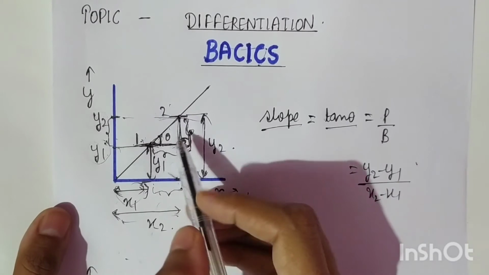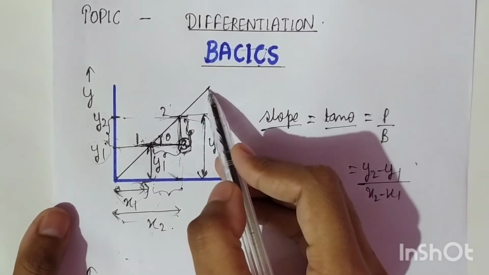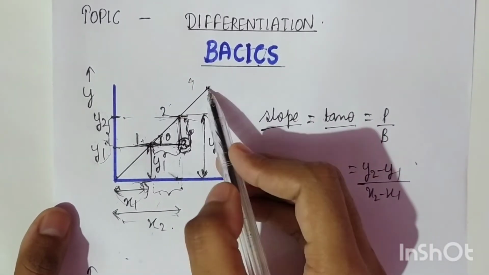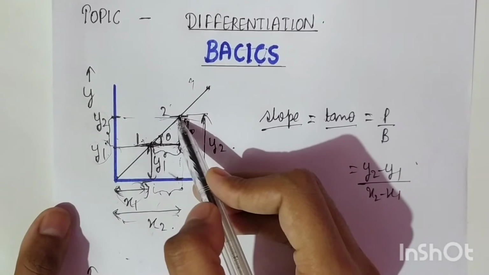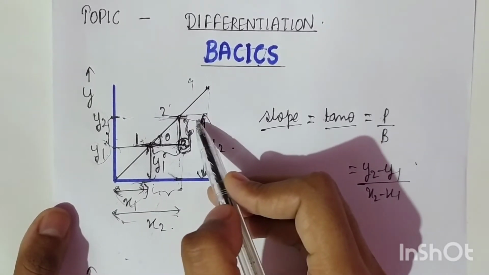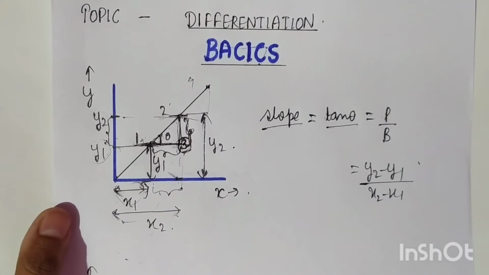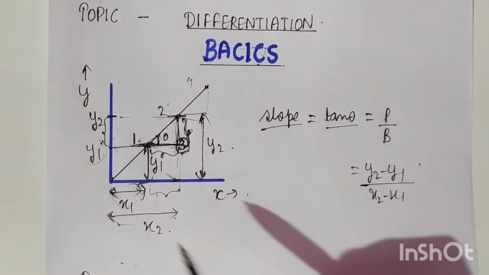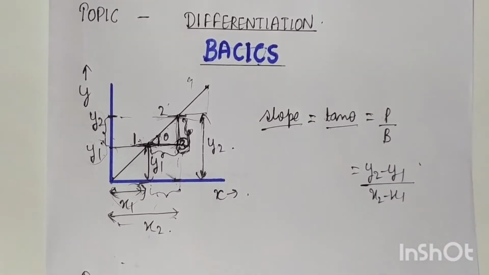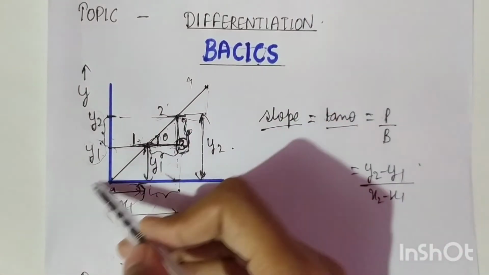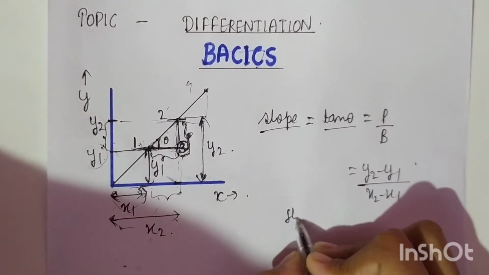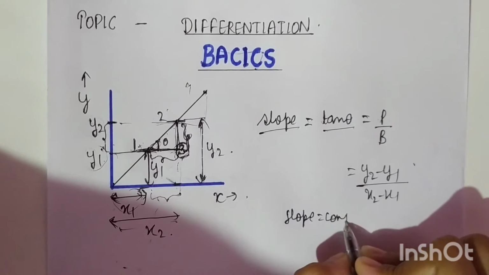If we want to find the slope between any other points, let us say point 2 and this point 4, it is simple. We follow the same procedure and find the slope. And what do we find when we find the slope at different points on this line? We find that the slope at all the points is the same. Why? Because this is a straight line, so the slope is constant in this case.